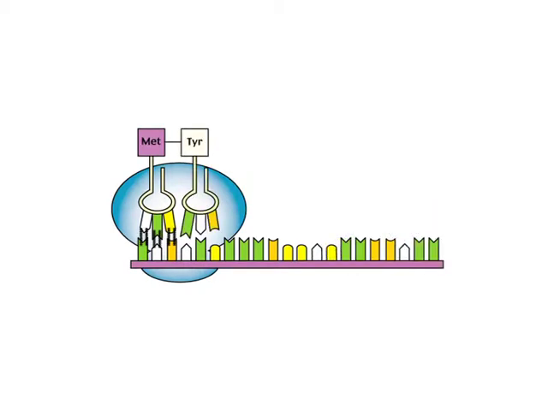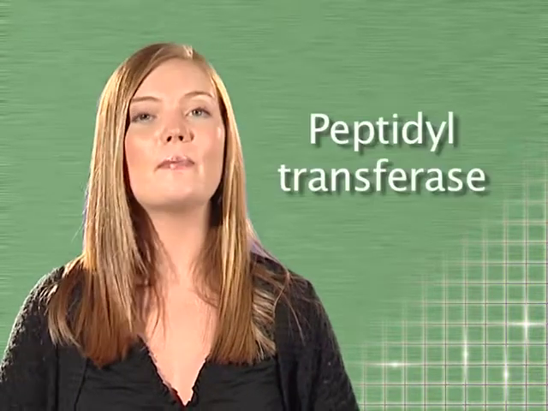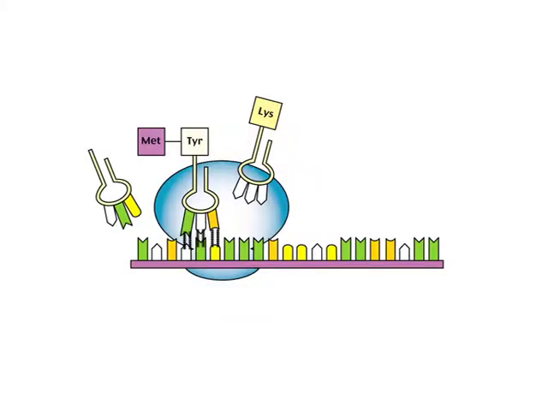Another tRNA with a complementary anticodon to the second mRNA codon will align and hydrogen bonds will form between the bases. Now 2 amino acids are side by side and a peptide bond can form between them. The formation of this peptide bond is catalyzed by the enzyme peptidyl transferase in the small subunit of the ribosome. The first tRNA is released.